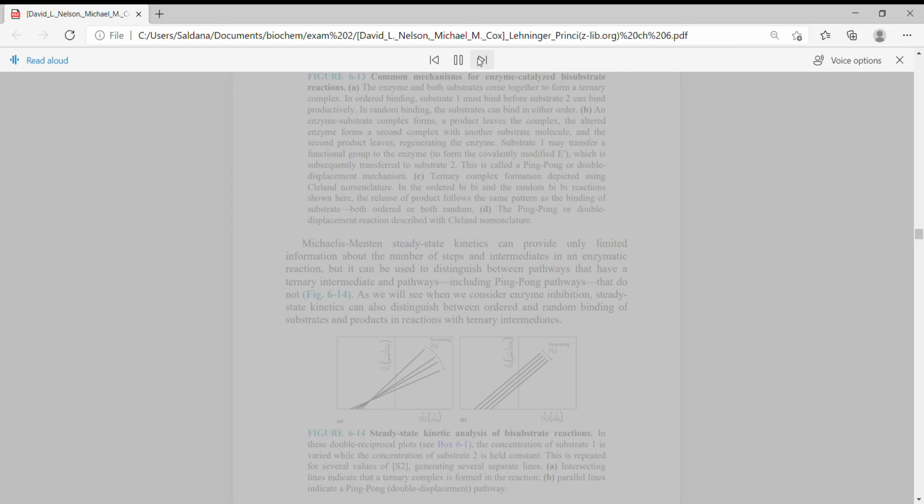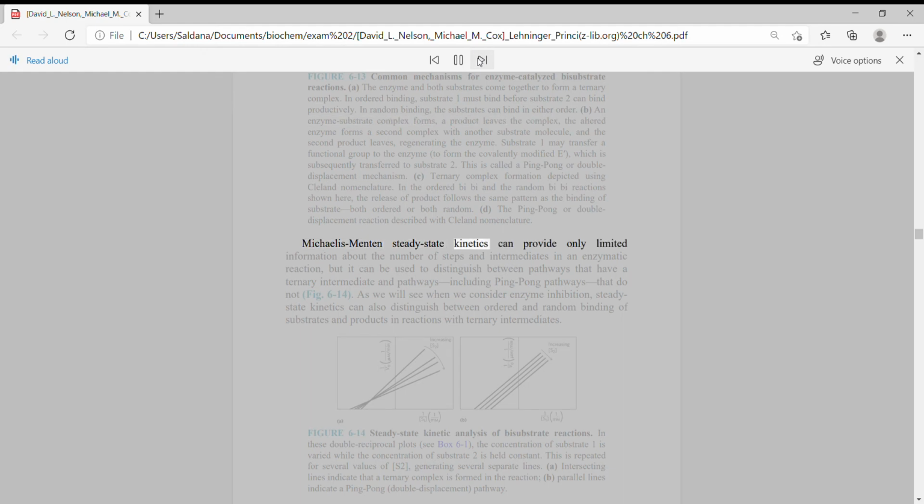Figure 6-13 Common mechanisms for enzyme-catalyzed bisubstrate reactions. A. The enzyme and both substrates come together to form a ternary complex. In ordered binding, substrate 1 must bind before substrate 2 can bind productively. In random binding, the substrates can bind in either order. B. An enzyme-substrate complex forms, a product leaves.